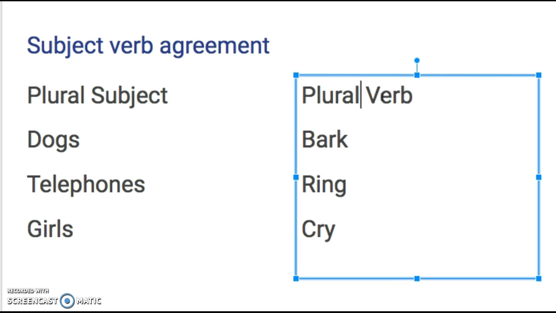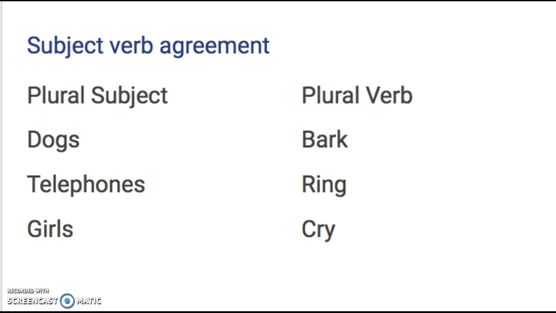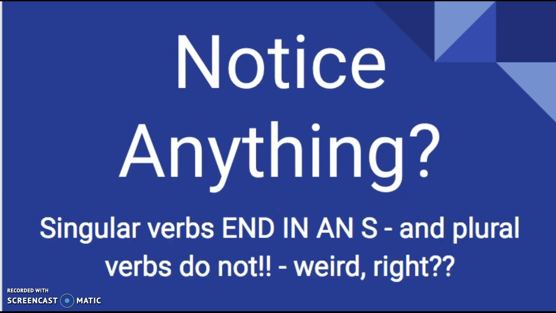Typo, okay. Plural verbs are going to have no S. So dogs bark, telephones ring, girls cry. Notice anything? Well, you may have noticed that singular verbs end in an S and plural verbs do not. That's the opposite of nouns. A noun is a person, place, or thing.